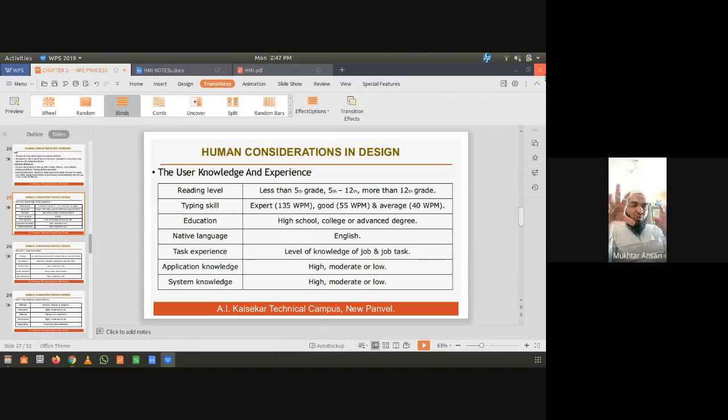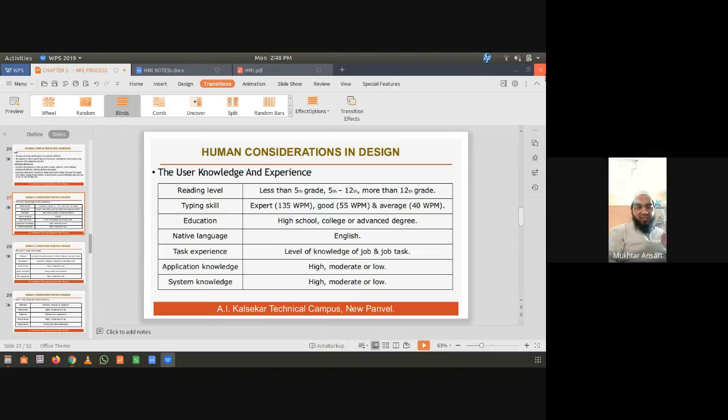In job management, the job is given to you. You have to complete your job within the time limit, and then you have to report like this. If you have any experience of that kind, then it is to be considered. Application knowledge: high, moderate, low. It can be less for someone, more for someone, moderate for someone. So all are considered. System knowledge: high, moderate, low, all can be considered.